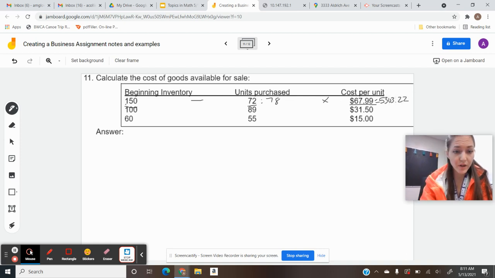Okay. We're going to do the same thing for the next item. This is what we started with. We're going to subtract that with the amount that we sold. Get 11. That's how much we have left in our store. It was $31.50 per unit, so we're going to multiply that 11 by $31.50. And we get $346.50.